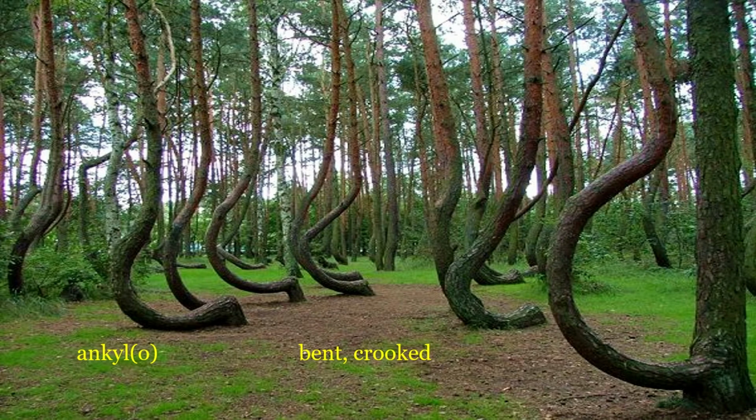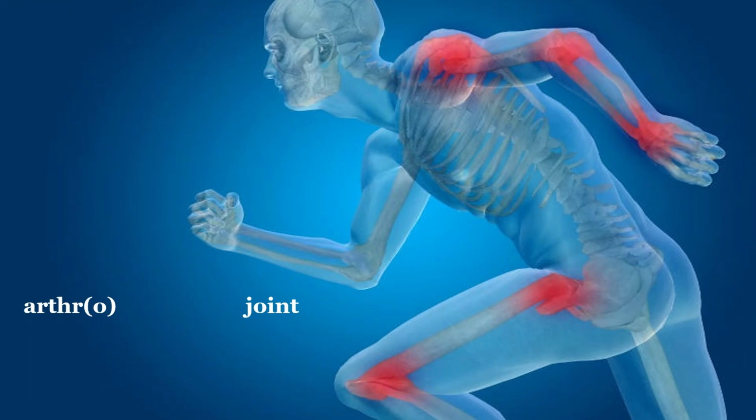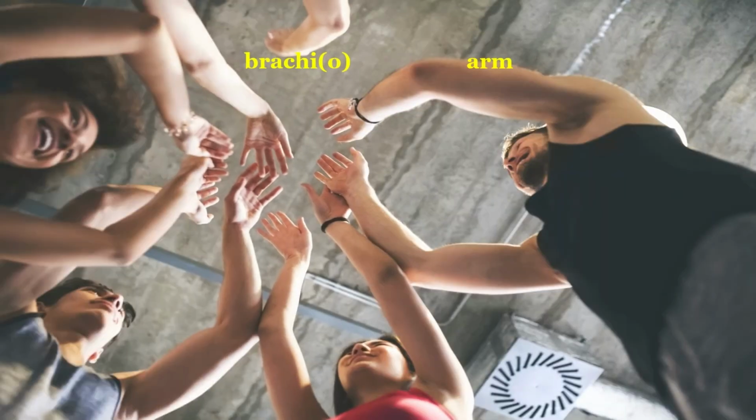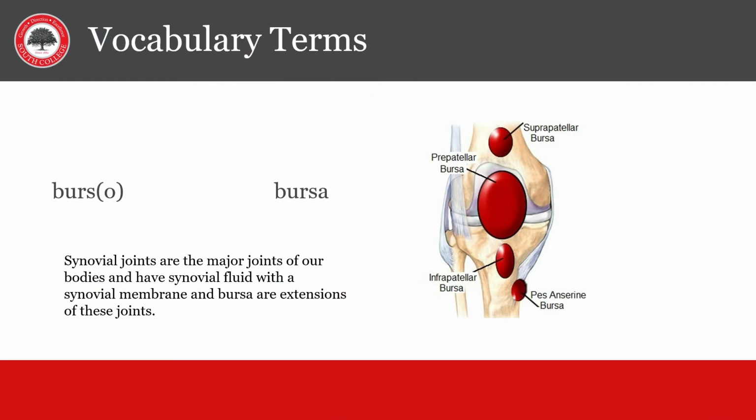Let's do some more vocabulary, as this is why we're here. Ankylo means bent or crooked like these trees. Arthro refers to our joints. Brachio means arm. Bursa refers to the bursa, which are extensions of synovial joints. Synovial joints are the major joints of the body and contain synovial fluid, and the bursa does too.